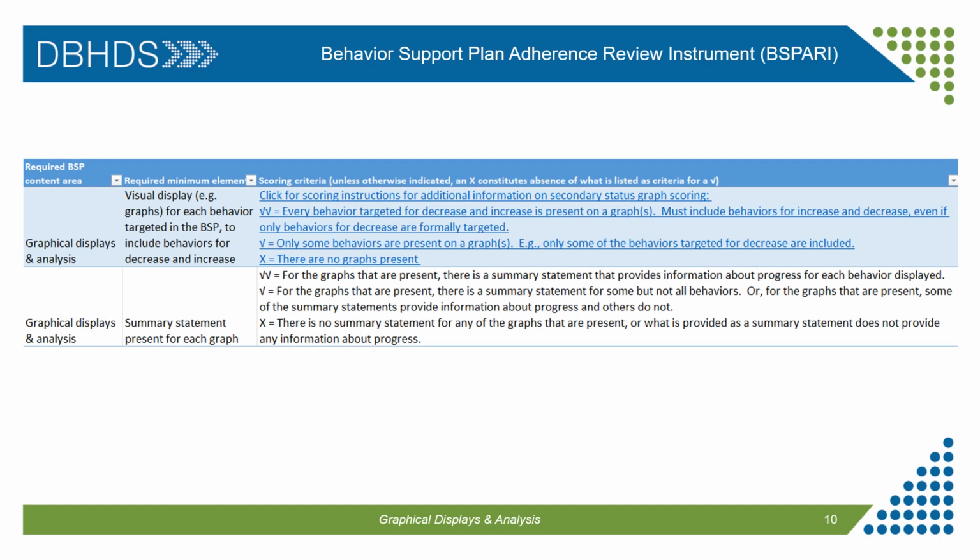The next minimum requirement in this section is that there must be a summary statement present for each graph. A plan will earn the two possible checks when summary statements are provided that provide progress information about each behavior displayed. And one check will be given when there is a summary statement for some, but not all behaviors displayed. And no check will be given when there are no summary statements made available.